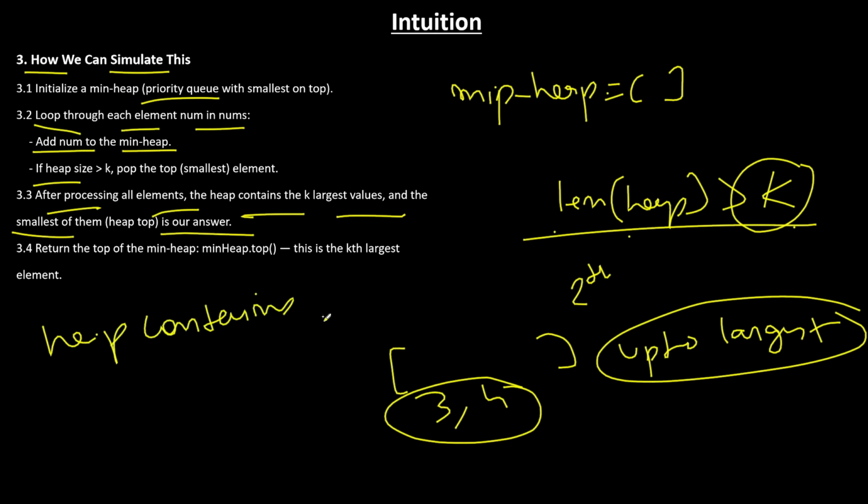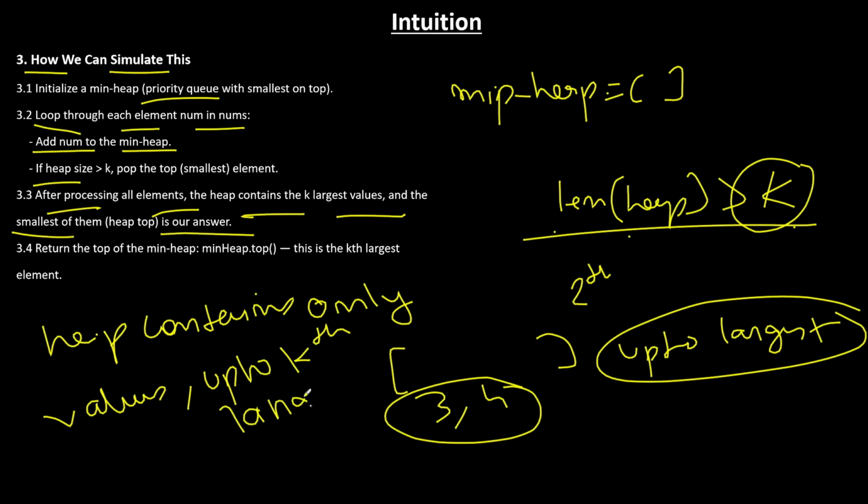only values which are basically up to the kth largest, right? Because if I write 5, then it will store elements in a serialized manner in increasing order, and always the last element would be the largest element in that particular subarray, and the first element would be the minimum element in that particular subarray.